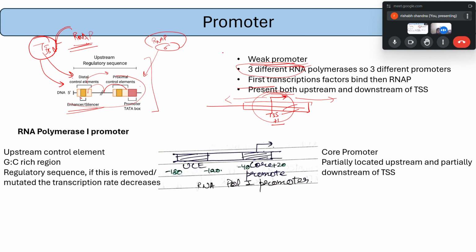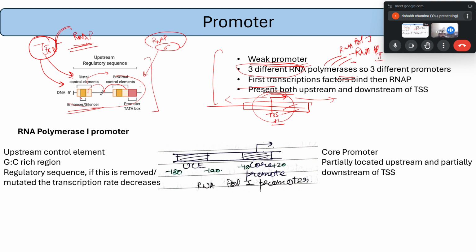So these are some of the properties of the eukaryotic promoters, and then we'll see in a bit more detail about the different types of promoters. So here we have three different RNA polymerases: RNA pol 1, RNA pol 2, and RNA pol 3.